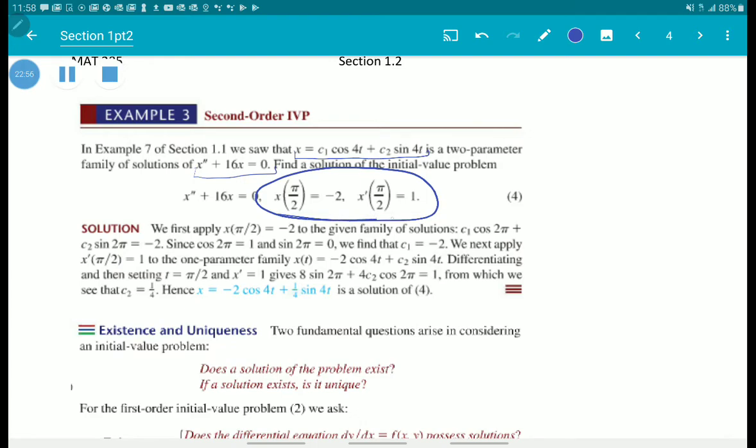One is for a point that lives on x prime. Another is for a point that lives on x. And notice they're using that same x value again. That's how you know you have an initial value problem.